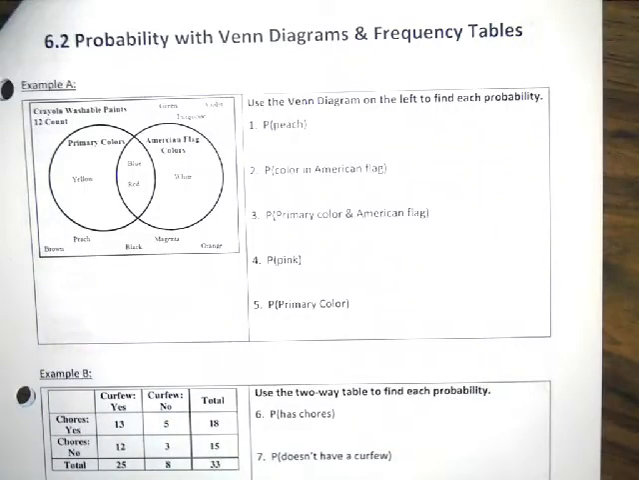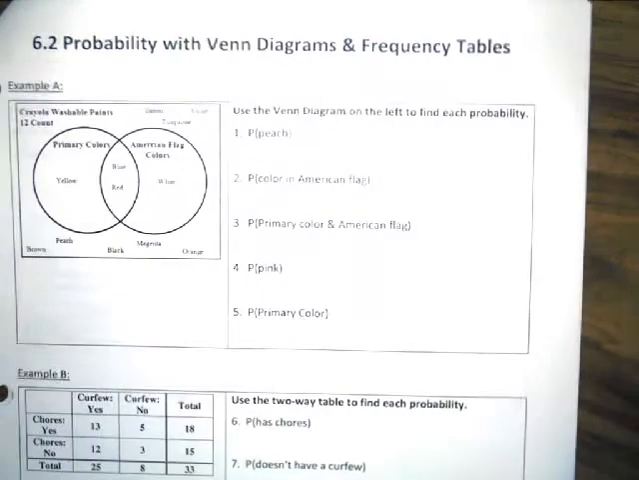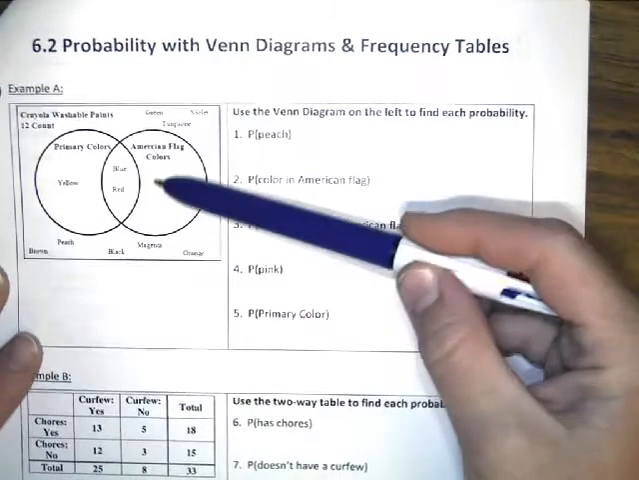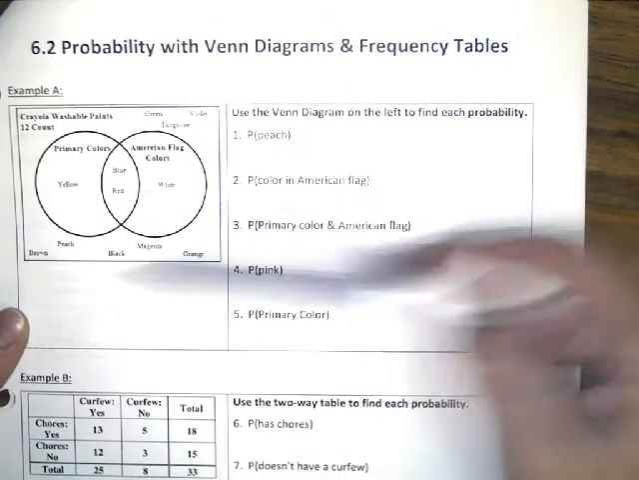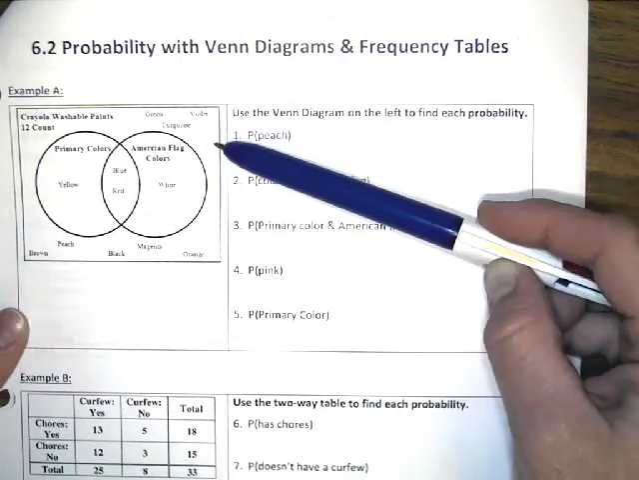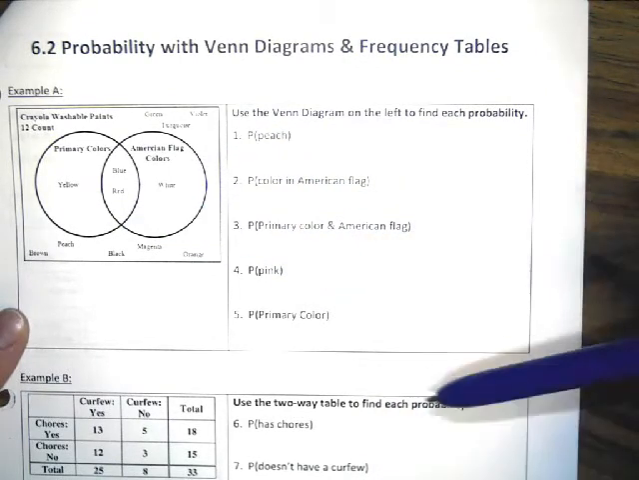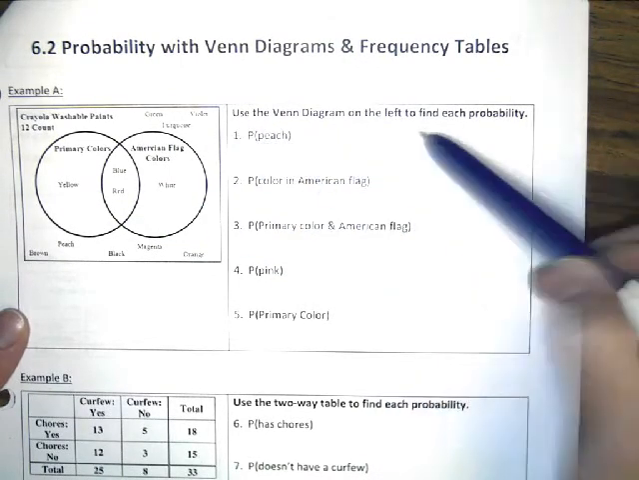Welcome to section 6.2, probability with Venn diagrams and frequency tables. So here we have the Venn diagram to the left. It's our washable paints again, with all of our different colors, primary colors, American flag colors, and then all of our colors that fall outside of that. And we want to use the Venn diagram to find our probability.